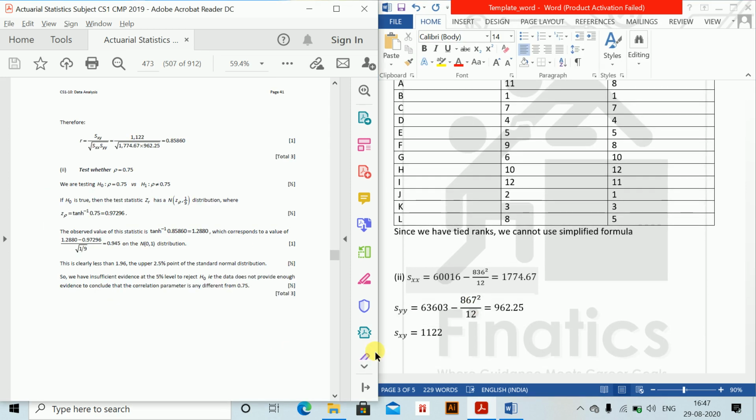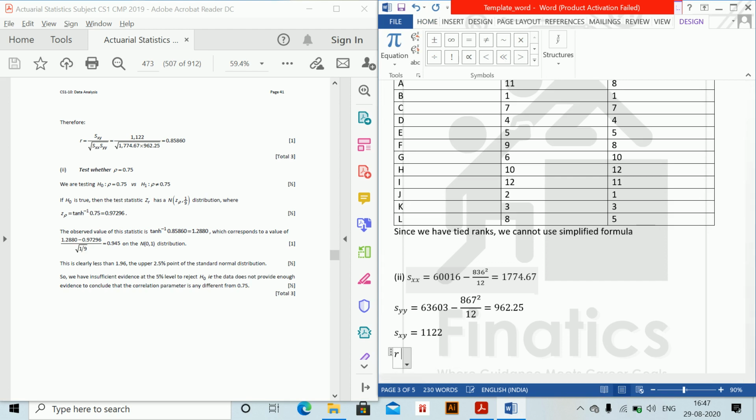So therefore r = Sxy / √(Sxx · Syy), which is equal to 1122 divided by √(1774.67 × 962.25), which is equal to 0.85860.